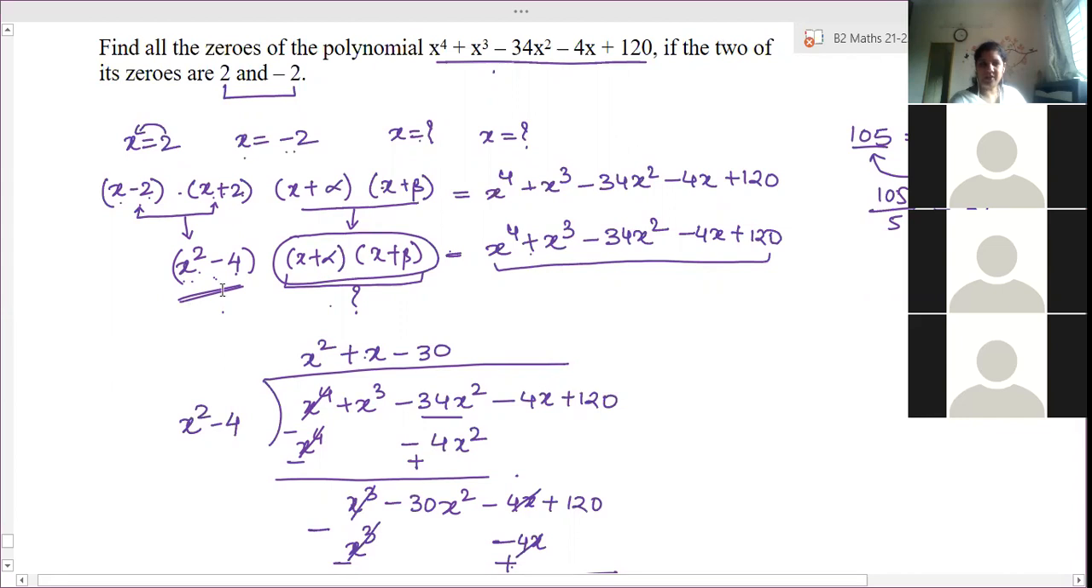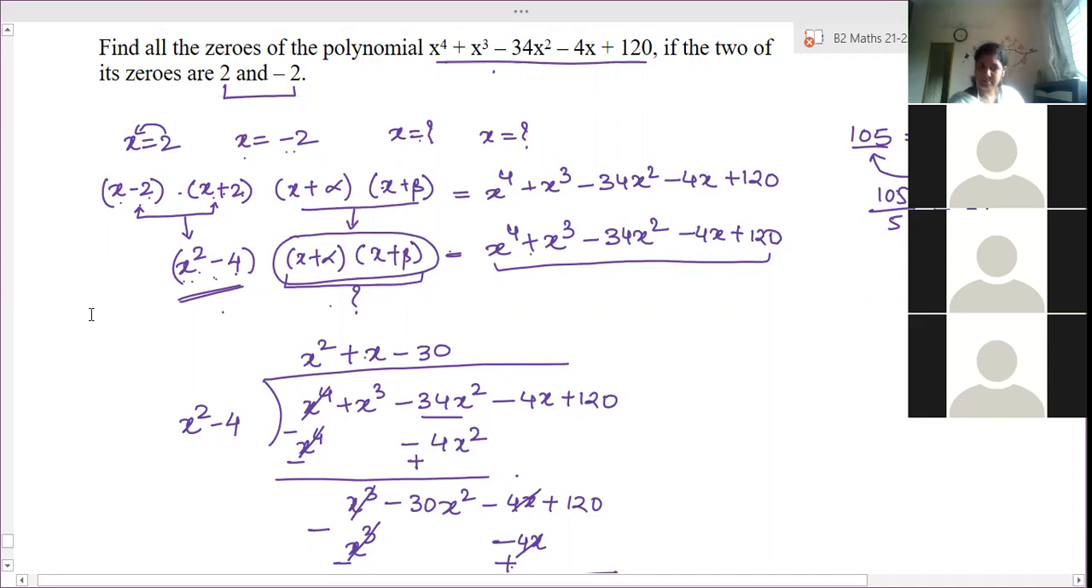Now this is the one method where I've directly multiplied. For some cases, it can be done. Some of the teachers will explain that if these two are the zeros of a quadratic polynomial, form a polynomial, and then divide this polynomial with that new polynomial. Yes, ma'am, our teacher taught us that.